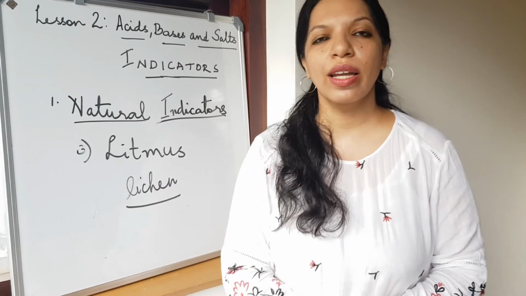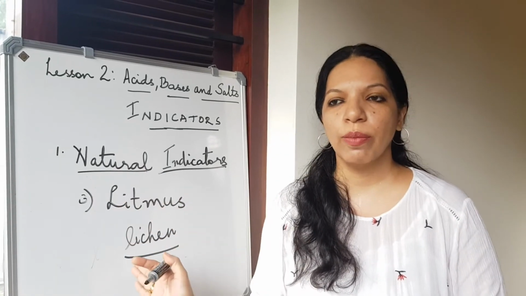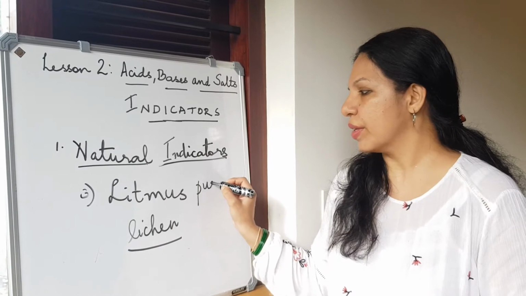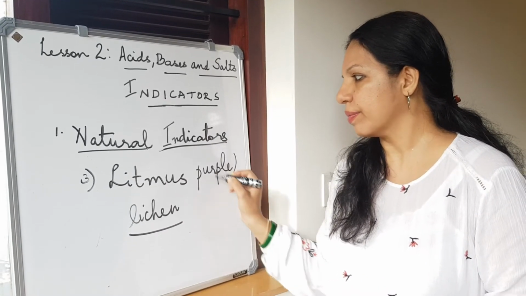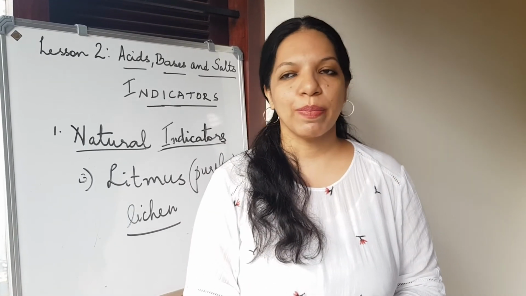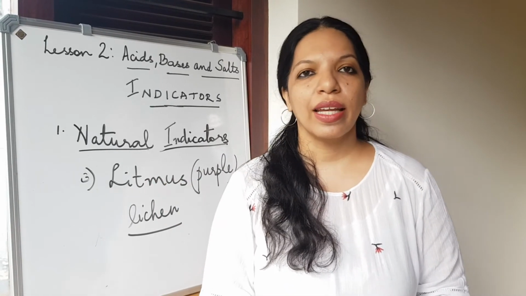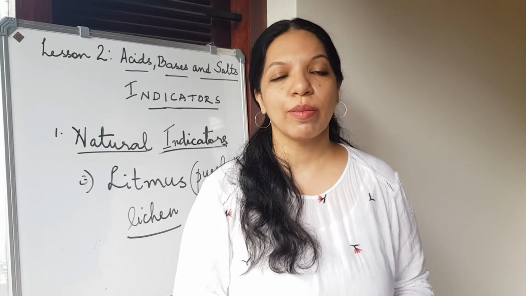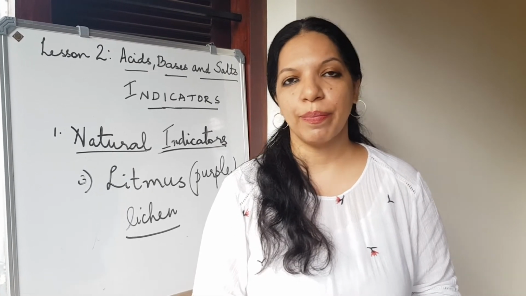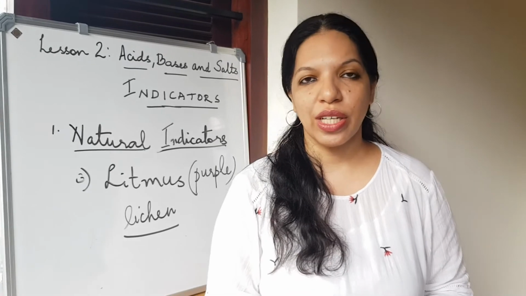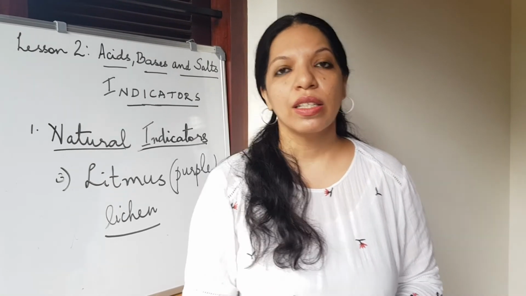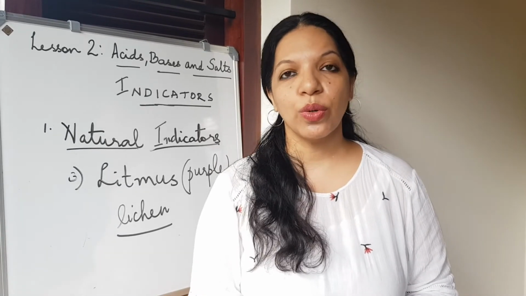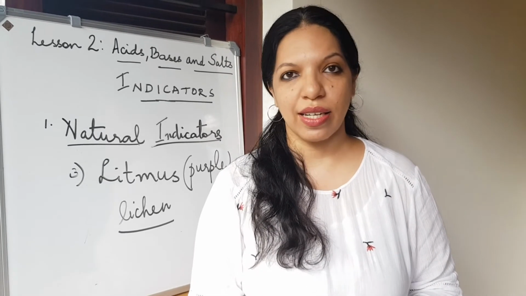Litmus is obtained from a composite organism called lichen, and litmus solution is purple in color. You can make litmus paper out of this. There are two types of litmus papers, blue litmus paper and red litmus paper. In neutral solutions, they don't change color. The blue litmus paper turns red in an acid, and the red litmus paper turns blue in a base. This we have discussed in the last class.